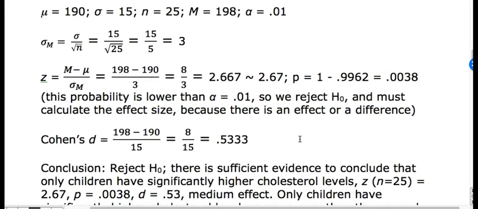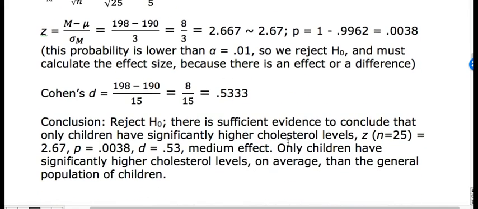And we need to tell the people that are going to read our conclusion what the size of that difference actually is, okay? So we're going to calculate Cohen's d, and Cohen's d is just the sample mean minus the population mean divided by sigma. So it's 8 divided by 15, which gives us a Cohen's d of 0.5333.